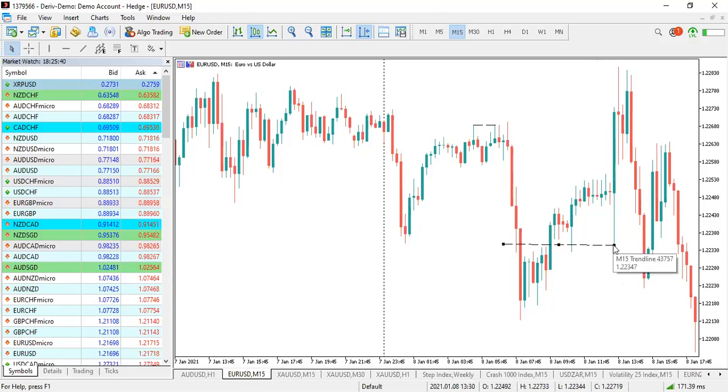This is equal lows, and you see this withdrawal. I'm showing you this in a free class, but I believe you can use this to make money and come to pay for the VIP class.